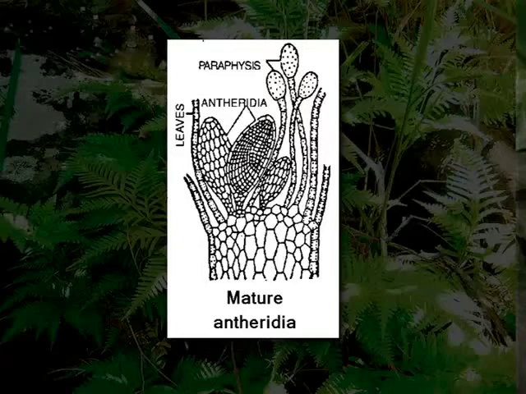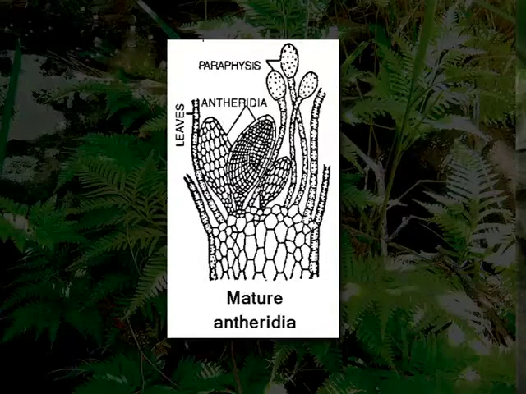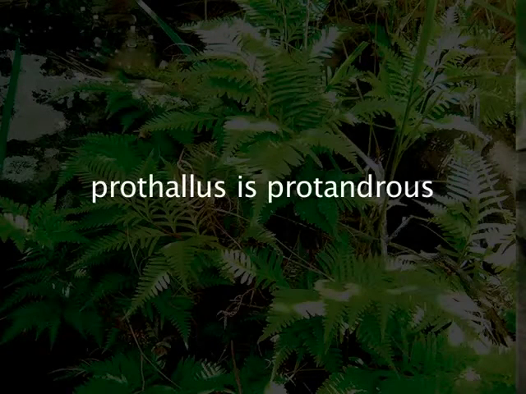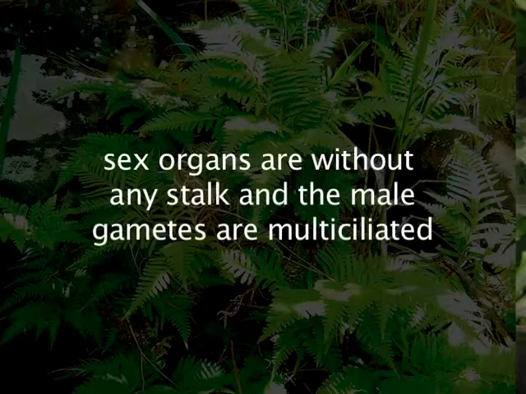The sex organs are developed on the ventral surface and exposed directly to moisture, which is needed for the development and dehiscence. The male sex organs are developed earlier than the female sex organs. Hence, the prothallus is protandrous. The sex organs are without any stalk and the male gametes are multiciliated. Now the sex organs. First, the antheridia.